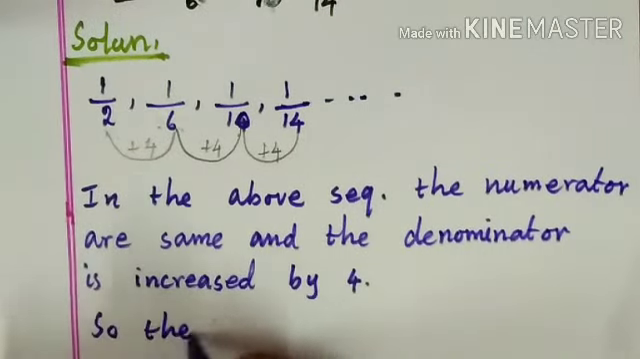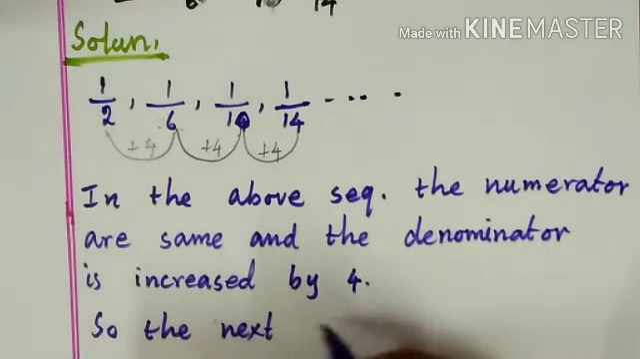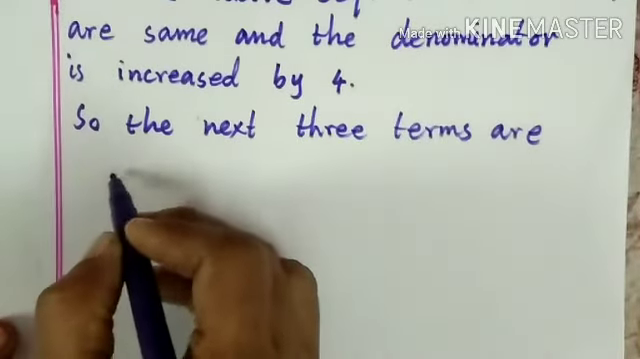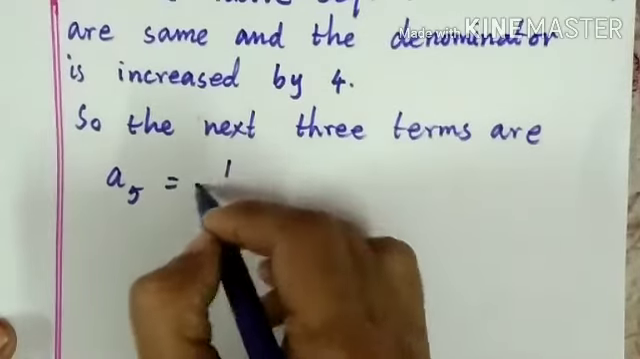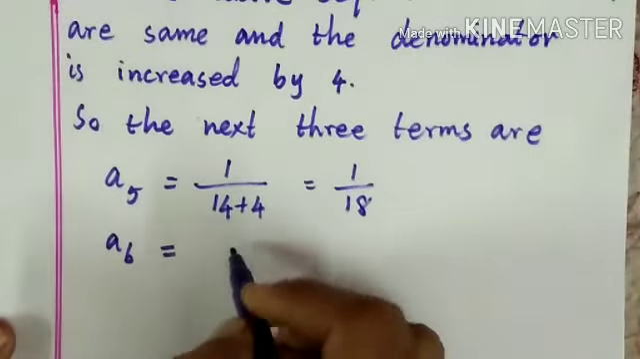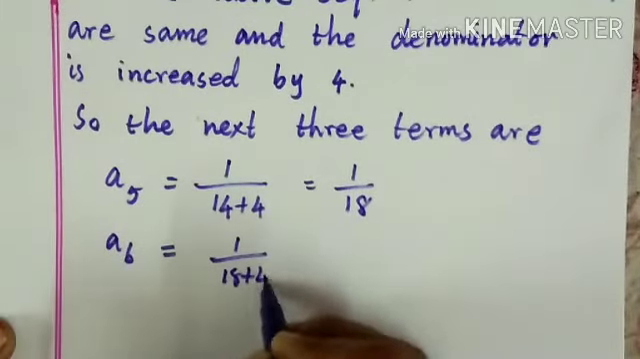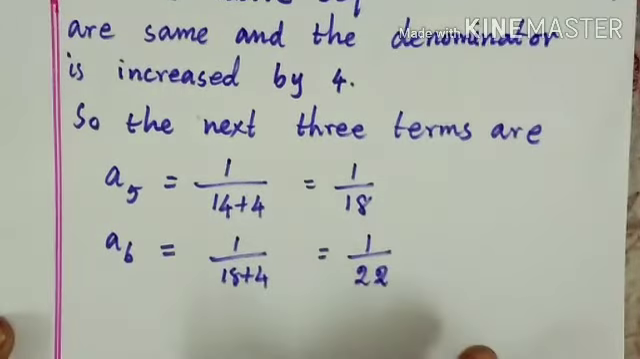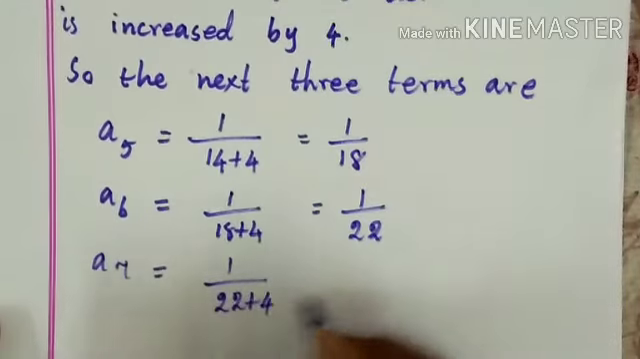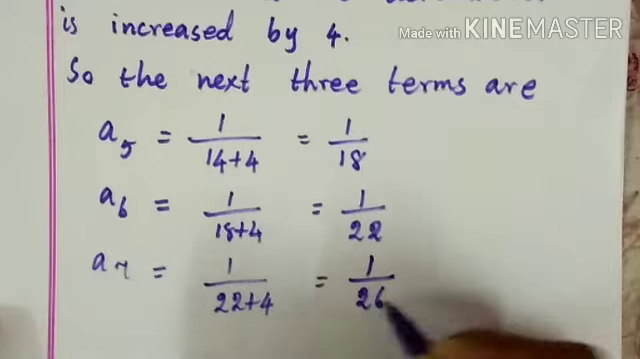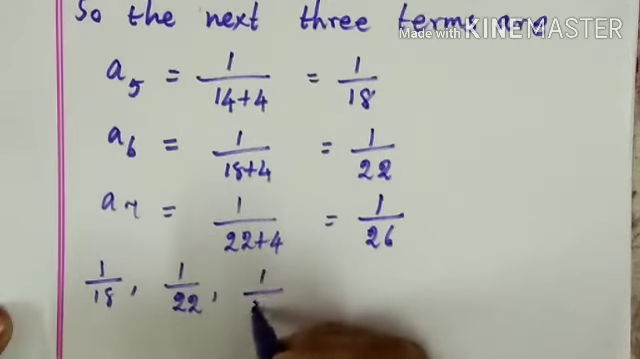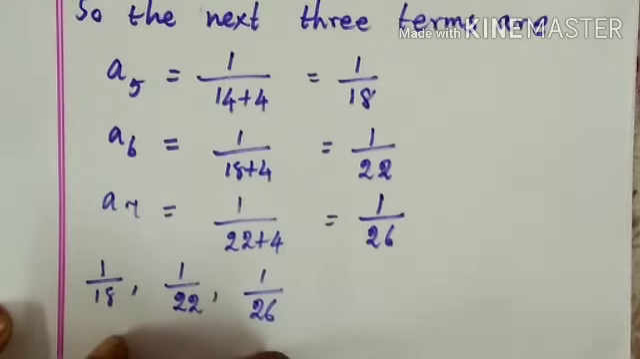So, the next 3 terms are: A5 is equal to 1 by 14 plus 4, which is 1 by 18. Then A6, that is the sixth term, 1 by 18 plus 4 is equal to 1 by 22. Then the seventh term, A7 is equal to 1 by 22 plus 4 is equal to 1 by 26. Therefore, the next three terms are 1 by 18, 1 by 22, 1 by 26. This is the answer for this question.